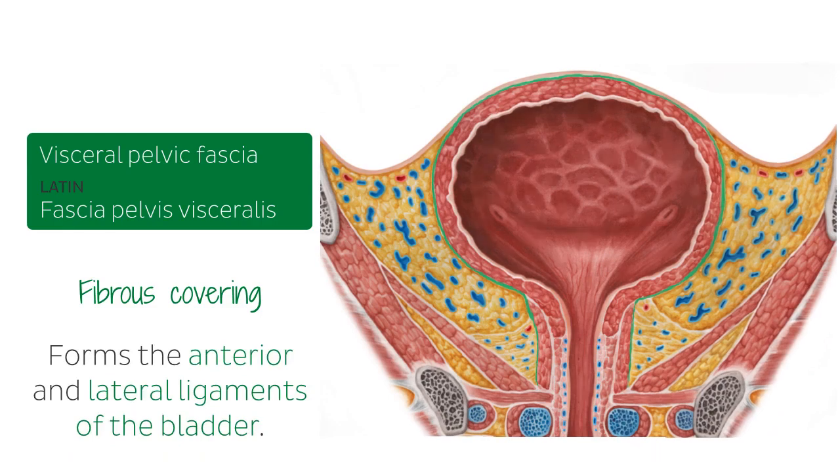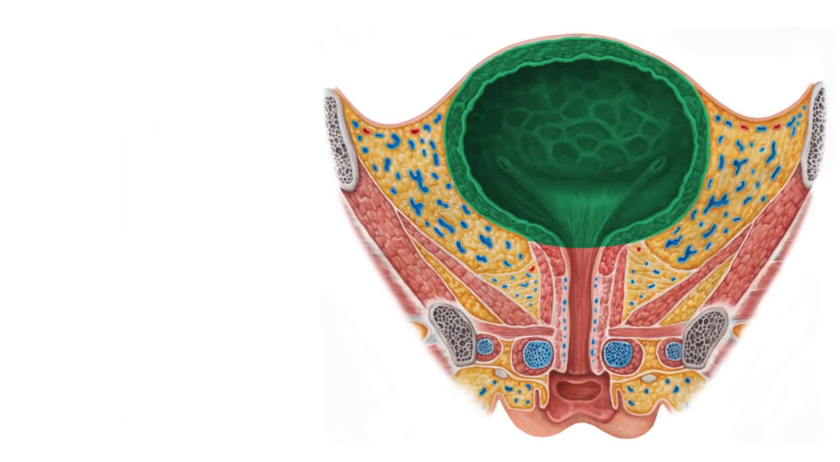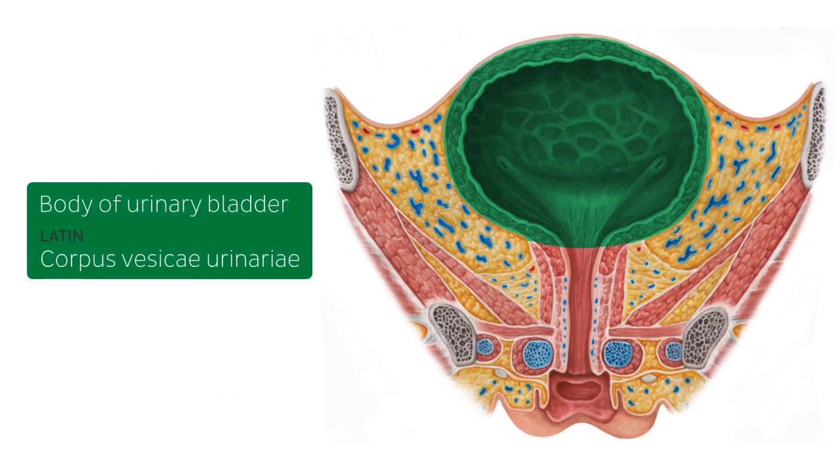Let's now talk about the actual bladder, starting off with this structure that you see now highlighted in green, which is known as the body. So this is the body of the bladder. The urinary bladder, when empty, has a pyramidal shape. It has a base, known as the fundus, an apex, a superior surface, and two inferolateral surfaces, which we will discuss later on in this tutorial.